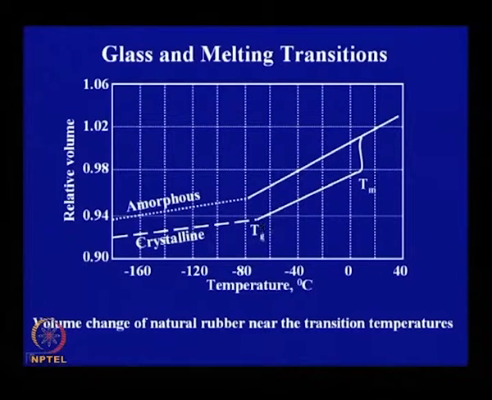In the glass transition, as I said, this occurs due to segmental mobility, whereas melting transition occurs due to mobility of the molecule as a whole. In between these, slowly the mobility of the segments increases, and at melting the entire molecule becomes mobile, and so it behaves like a fluid beyond this melting transition temperature.